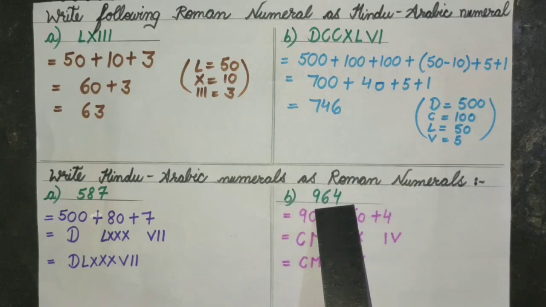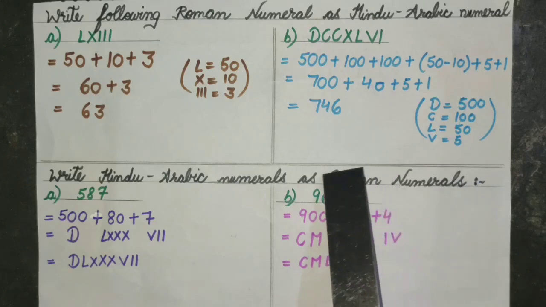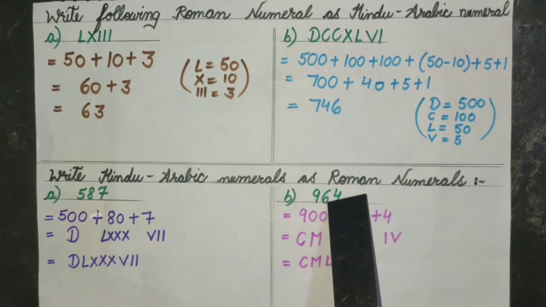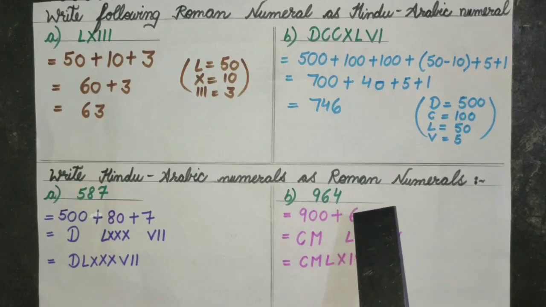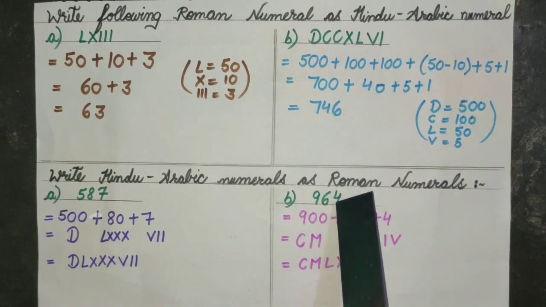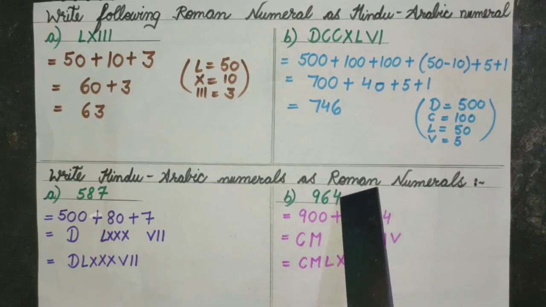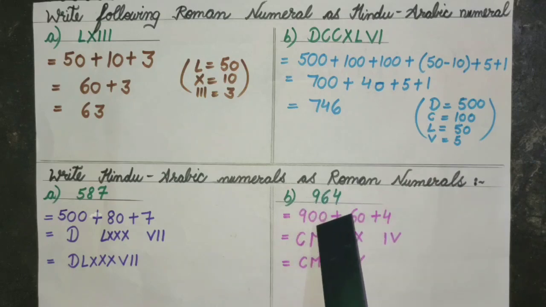B part is 964. Again, remember the rule which I have told you. We have to convert the number into the expanded form. After 9, how many digits are there? 2. So 2 zeros will be there. In expanded form, we are using plus sign. Yes, class. After 6, how many digits are there? 1. So 1 zero will be there. And at last, 4. How to write 900?